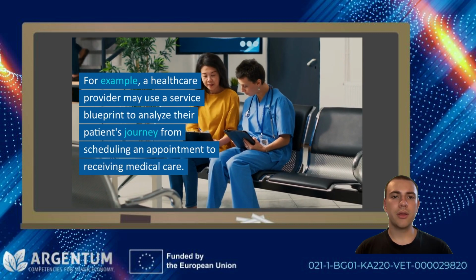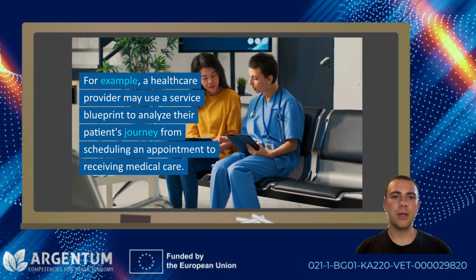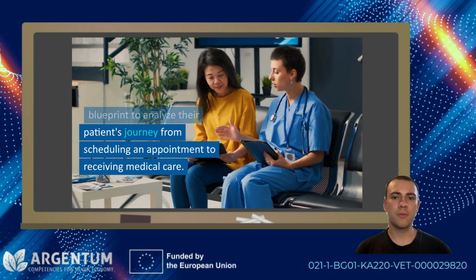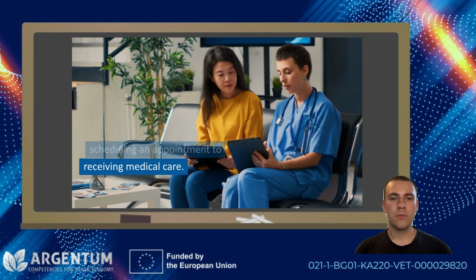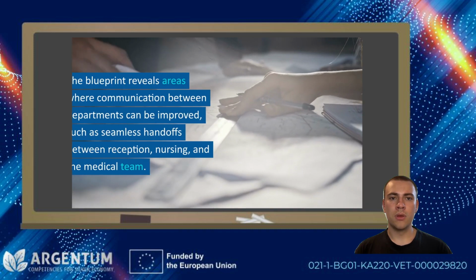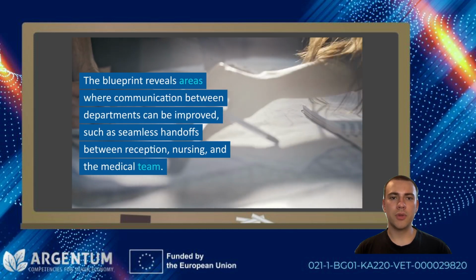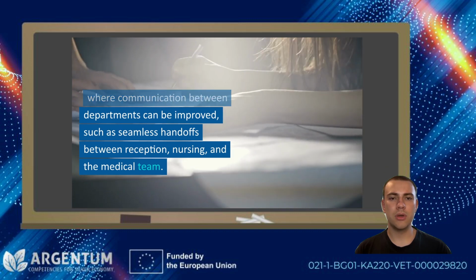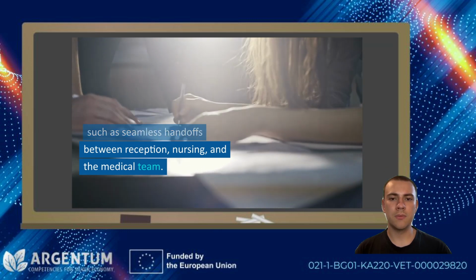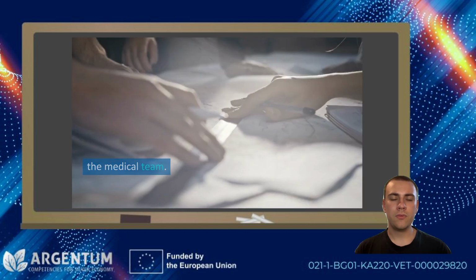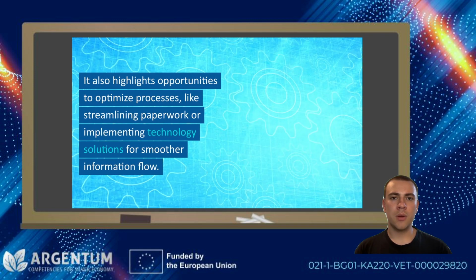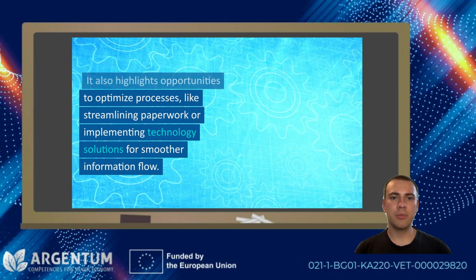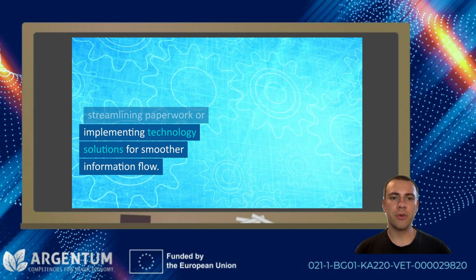For example, a healthcare provider may use a service blueprint to analyze their patient's journey from scheduling an appointment to receiving medical care. The blueprint reveals areas where communication between departments can be improved, such as seamless handoffs between the reception, nursing, and the medical team. It also highlights opportunities to optimize processes like streamlining paperwork or implementing technology solutions for smoother information flow.